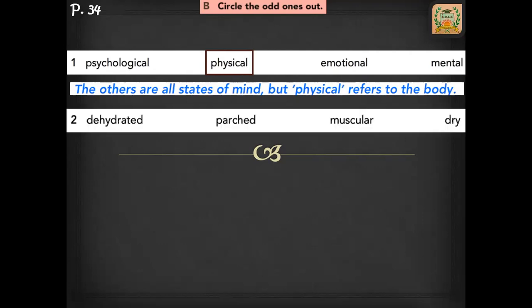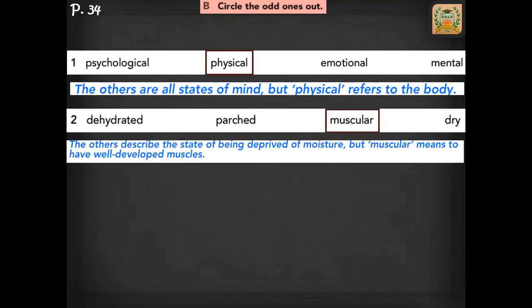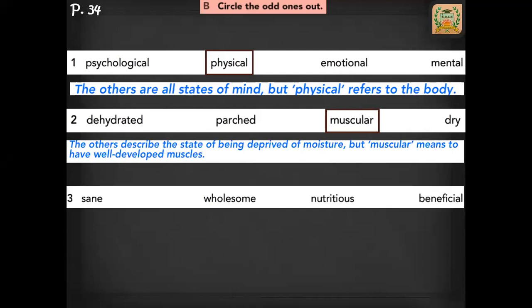Number 2: dehydrated, parched, muscular, and dry. Which one is the odd one? Muscular is the odd one. Why? The others describe the state of being deprived of moisture. Dehydrated, parched, dry have the same meaning, but muscular means to have well-developed muscles. It's irrelevant.